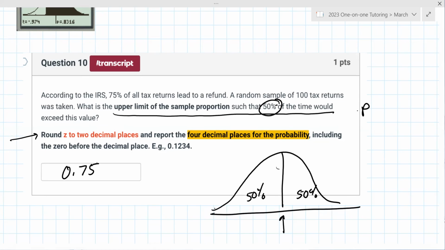I believe. Now I don't quite like this because it's saying to round Z and they're talking about this, but I'm not sure. We'd have to spend a little more time on that.